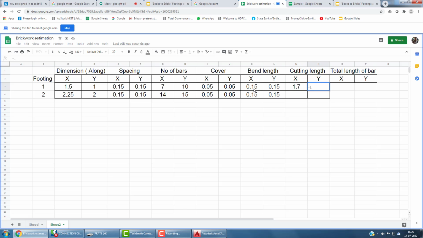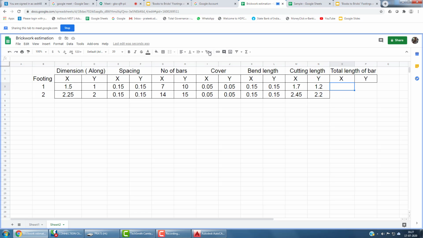In the similar way, y direction is equal to y minus 2 times of cover plus 2 times of bend length. I will do the same copy paste here. Clear, guys? Yes, any doubt in this? Simple bar length I have calculated, cutting length.